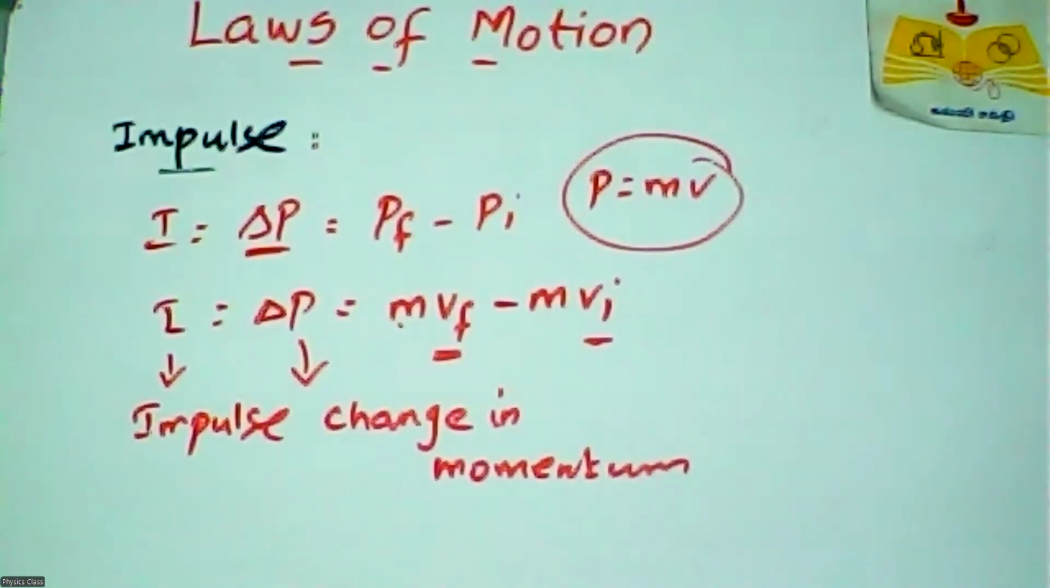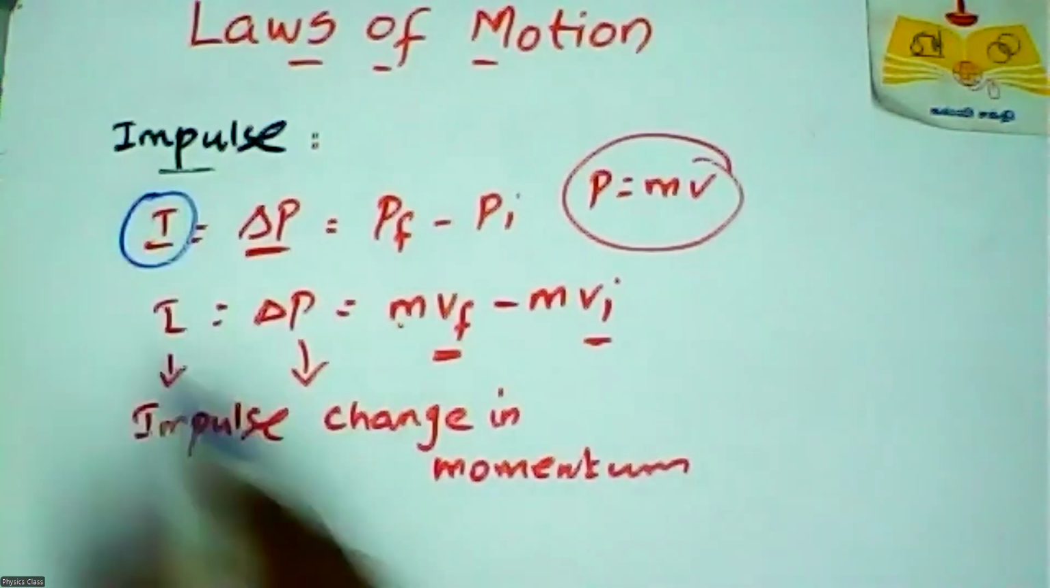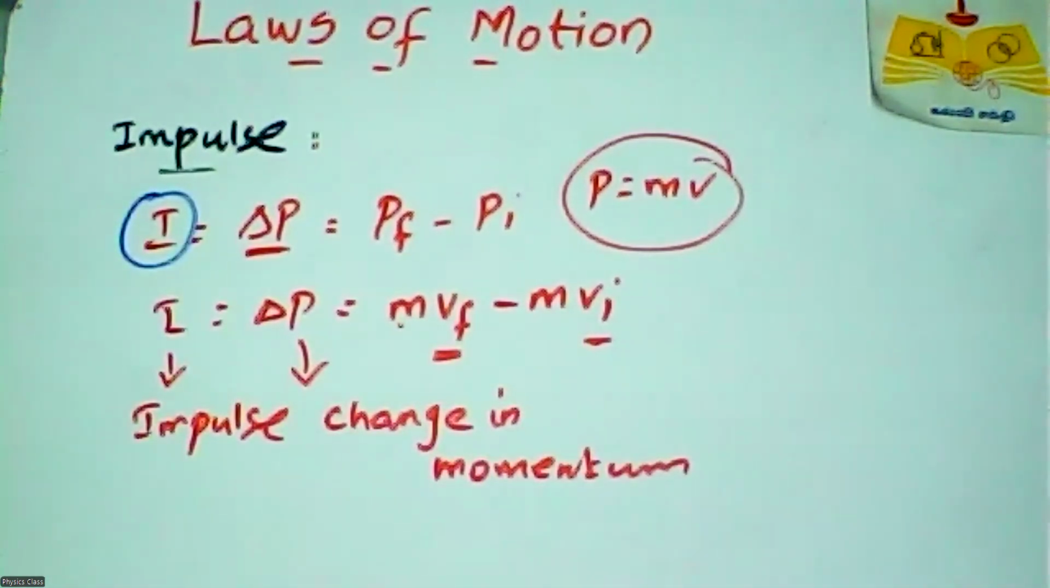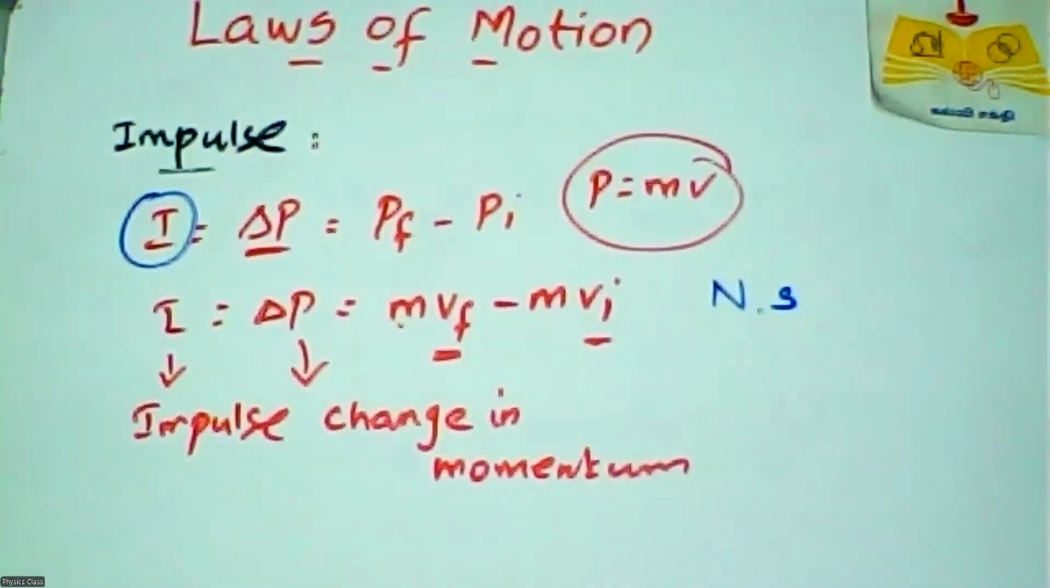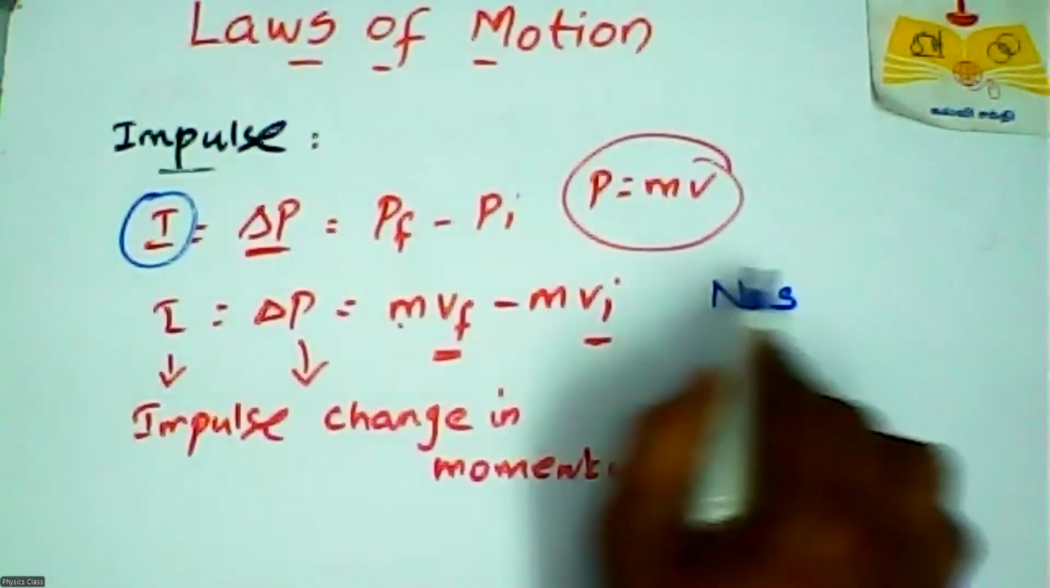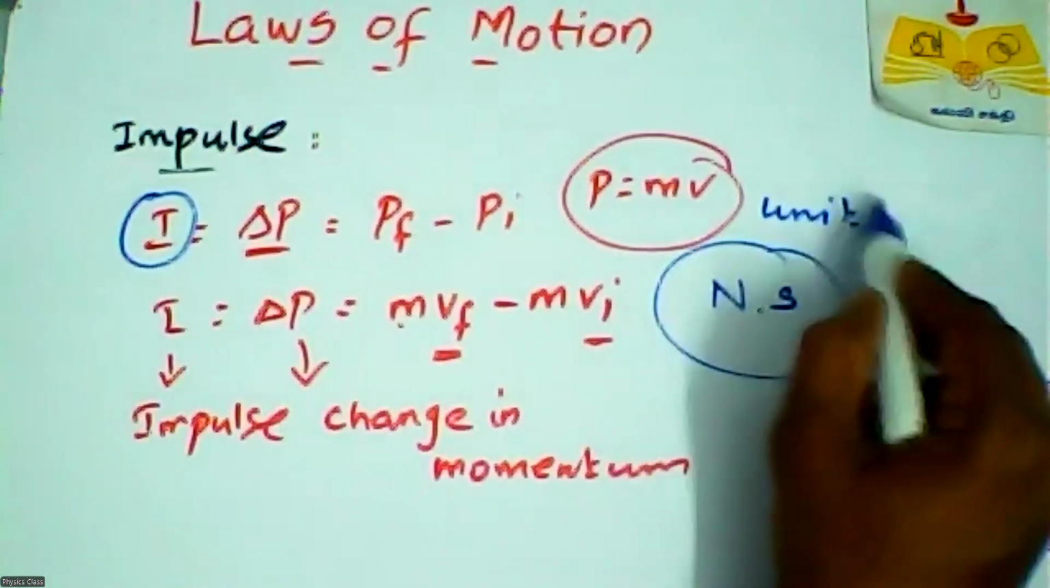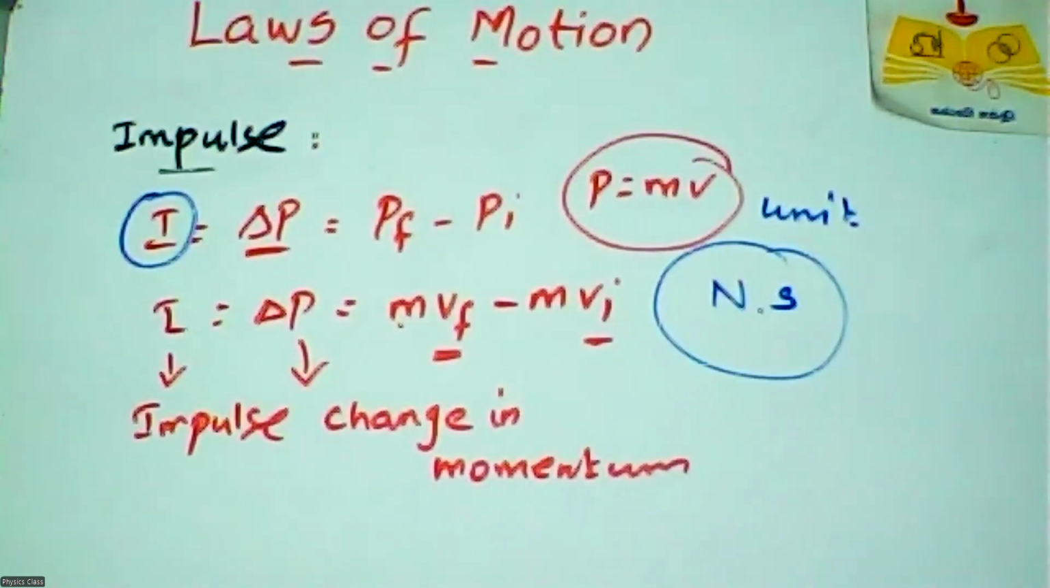And what is the unit for impulse? You can check it out. Del P is mv minus mv. What is the unit? Yes, that is Newton second. The unit of impulse is Newton second. Newton is the unit for what? Newton is a unit for force and also for weight.